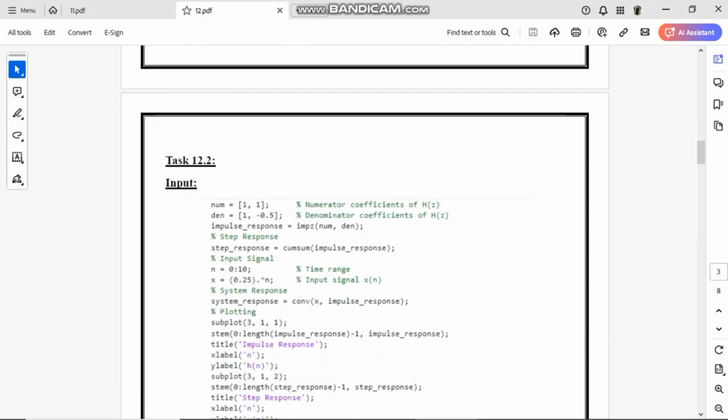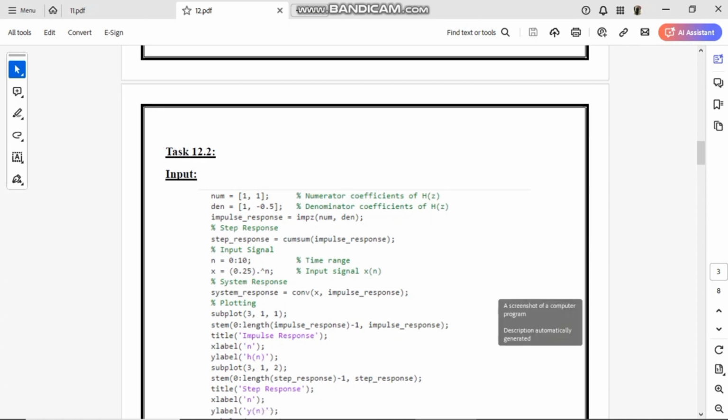We go to the next task, which is 12.2. Numerator coefficients of H of z and denominator coefficients of H of z have been defined at the start of the code, where numerator is 1 and 1 and denominator is 1 and minus 0.5. Then a step response has been calculated.